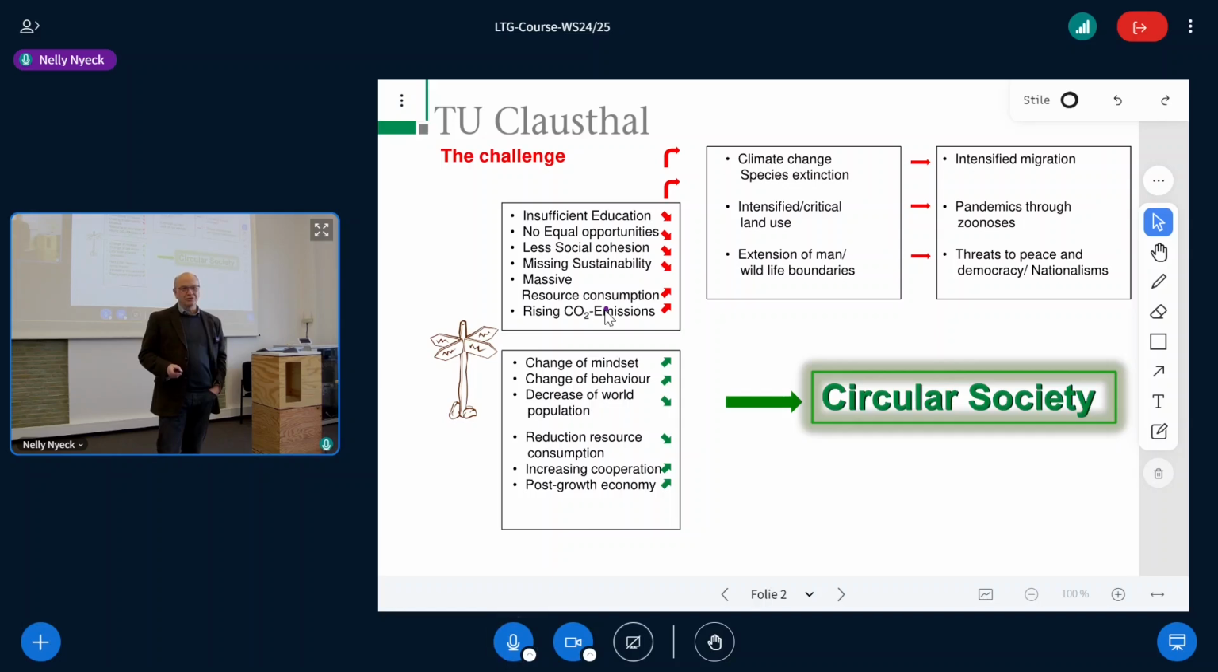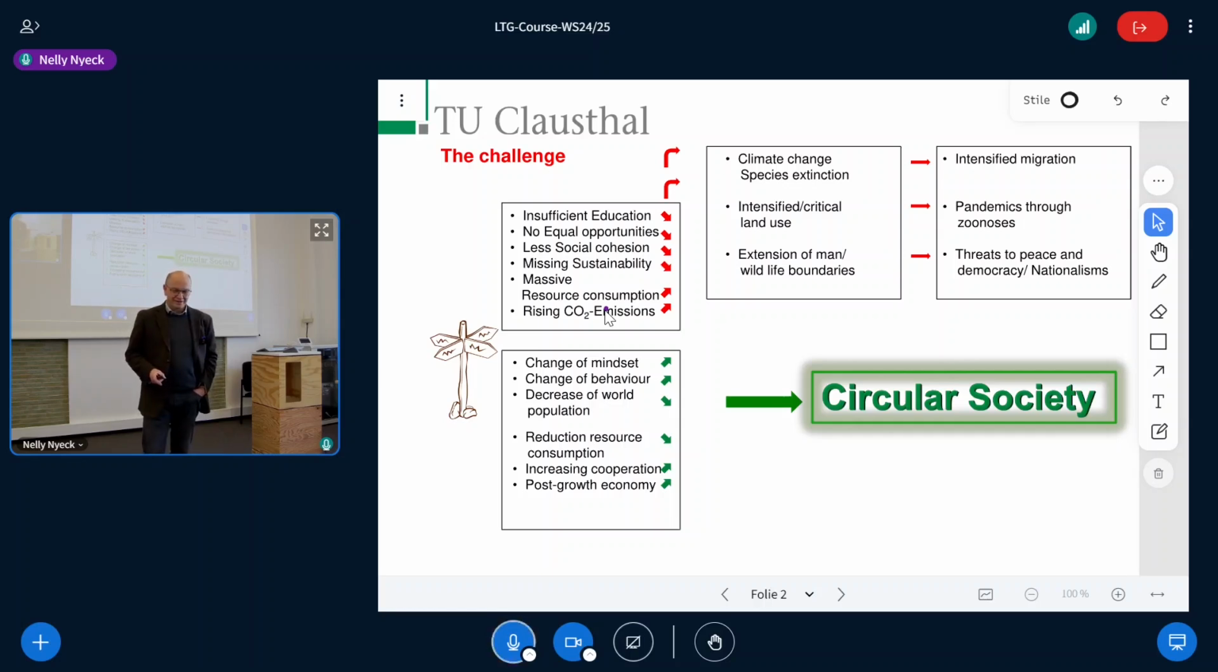So what could we do with our activities to work against these threats? We need a change of mindset. We need a change of behavior. We need a decrease of world population that fortunately is going to happen. I show you now in just 1-2 slides what actually happens. Reduction of resource consumption, that's absolutely necessary. Increasing cooperation. Unfortunately, if you look around worldwide, it's going in the very opposite direction, but we have to change it again. And we have to end up in something like post-growth economy.